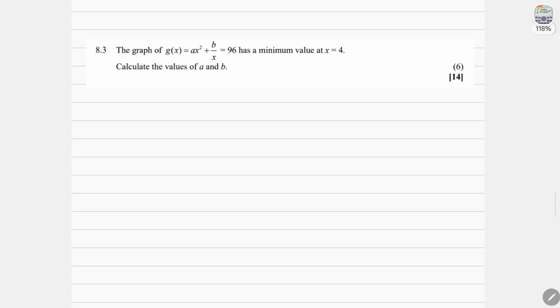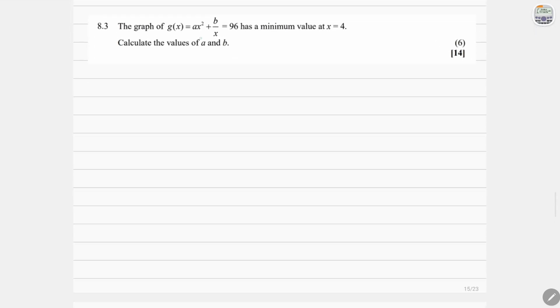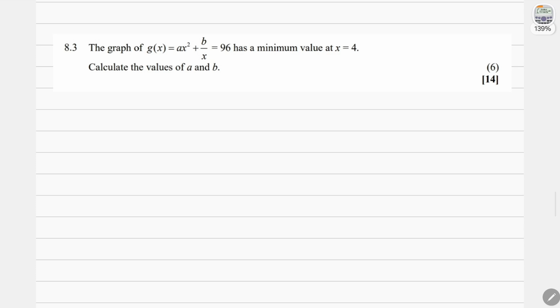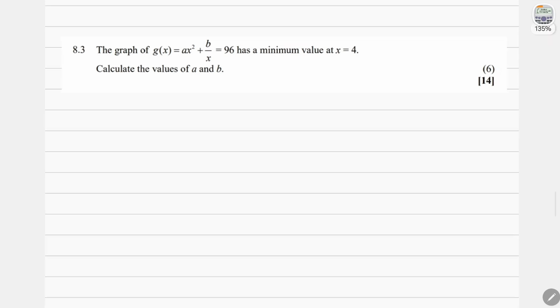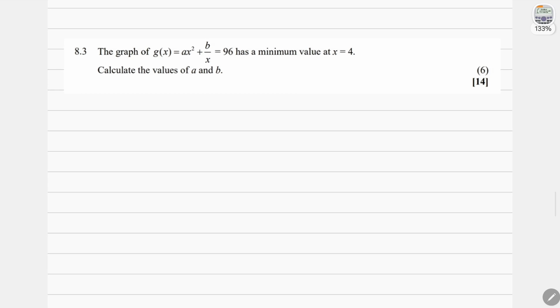Question 8.3 says, the graph of g of x is equal to ax squared plus b over x is equal to 96 has a minimum value at x equals 4. Okay, so from this question, you can already see that the way certain things have been named could be misinterpreted. And you would also notice that in the memo, they actually removed that question. So it's for 0 marks now. But we're still going to practice using this question. And this is how it works.